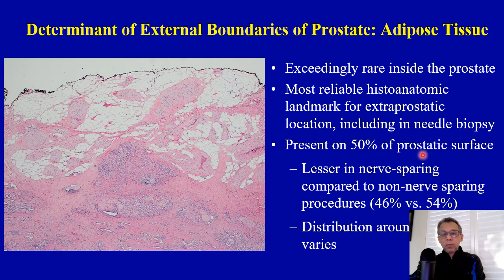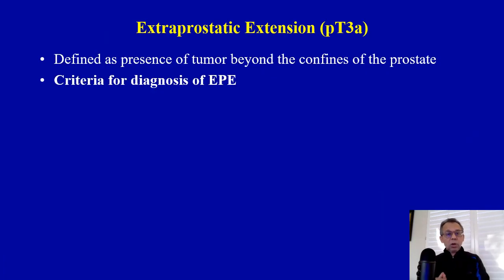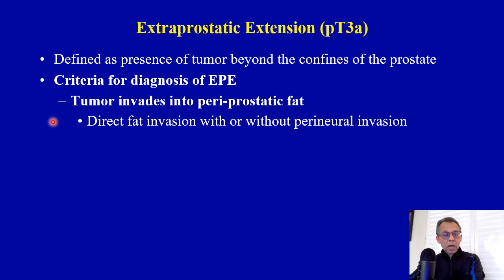It is present in 50% of the prostatic surface, lesser in nerve sparing compared to non-nerve sparing procedures, and its distribution around the prostate varies, but it is most prevalent in the posterolateral aspect of the prostate. So extraprostatic extension, which is staged as pT3a, is defined as presence of tumor beyond the confines of the prostate. So here are some important criteria for diagnosis of extraprostatic extension. Number one, and the most reliable one, is when tumor invades into the periprostatic fat.